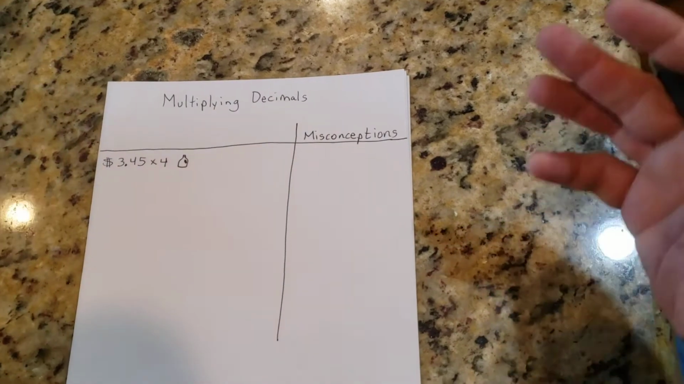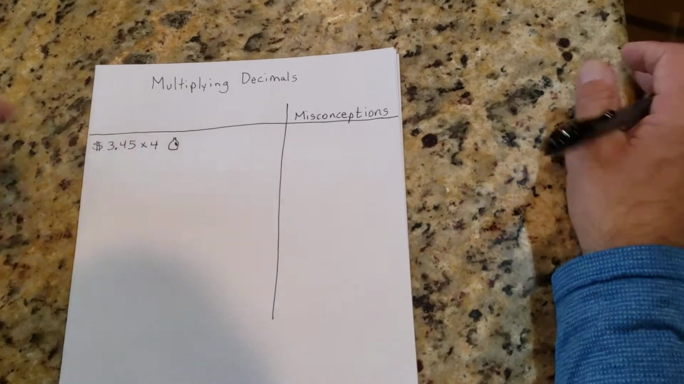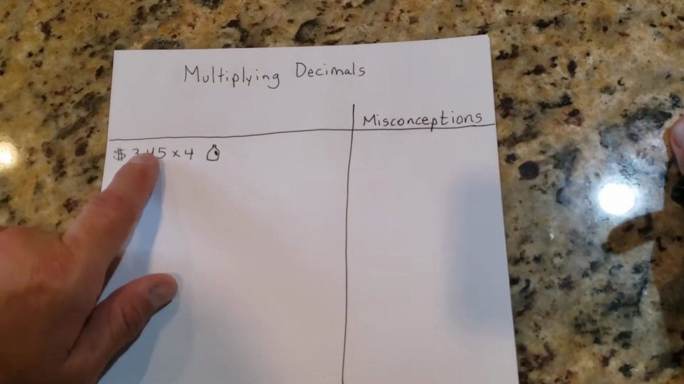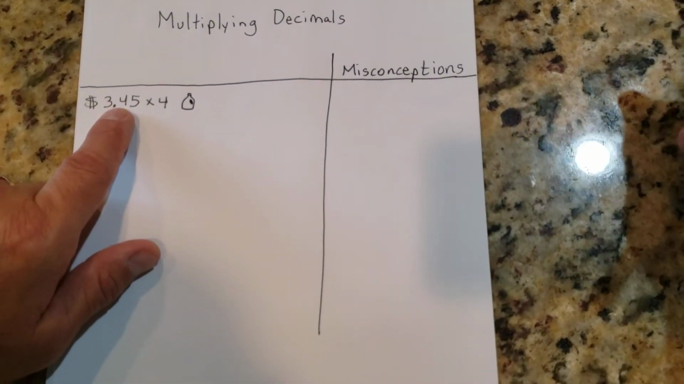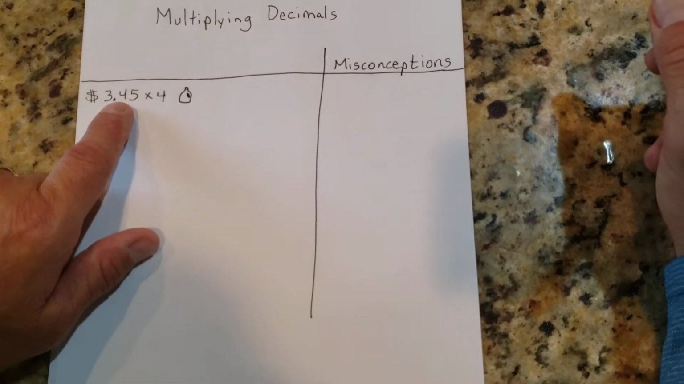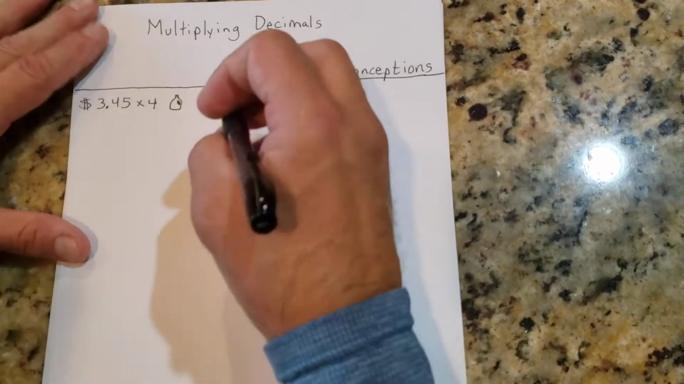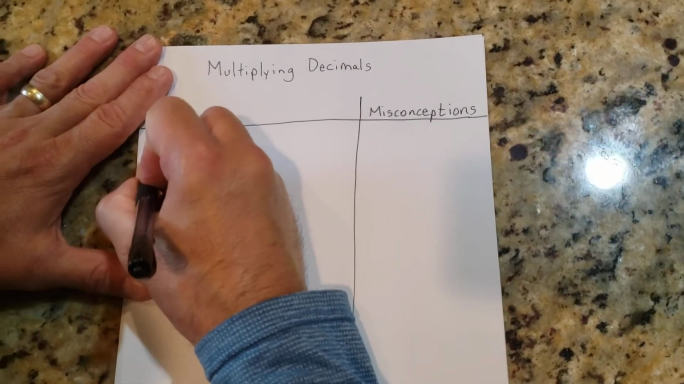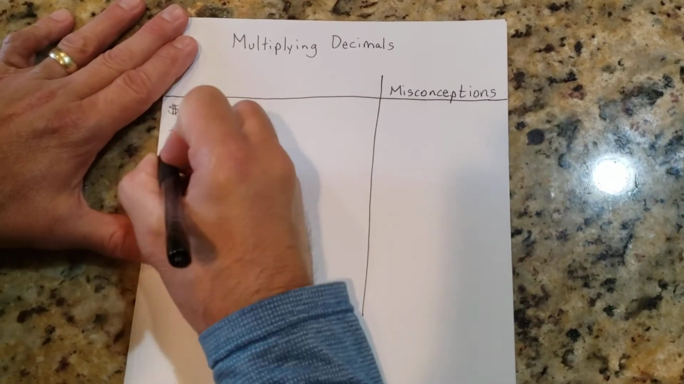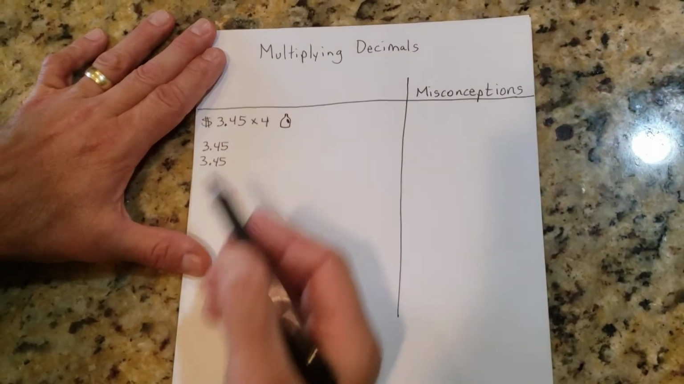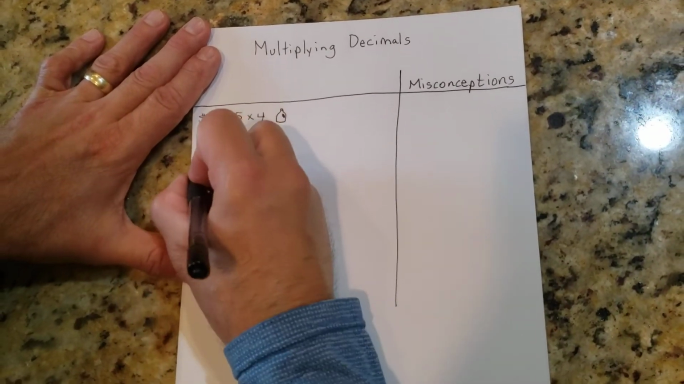And in the context of a problem, let's say I go to HEB and I buy my little gallon of milk here. Let's say the gallon of milk costs $3.45, and I need to purchase 4 of them. Well, multiplication being repeated addition, that means that is 4 groups of $3.45.